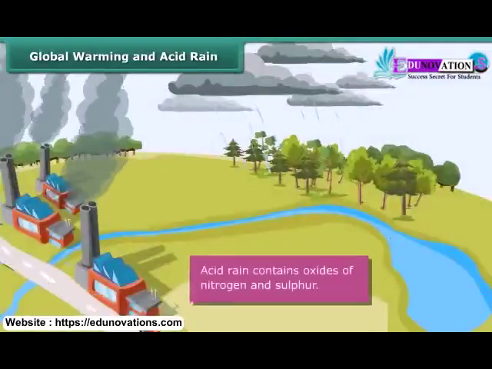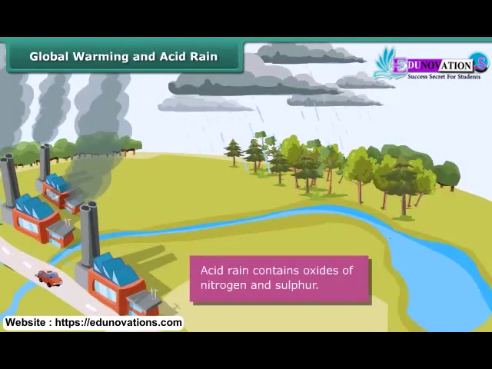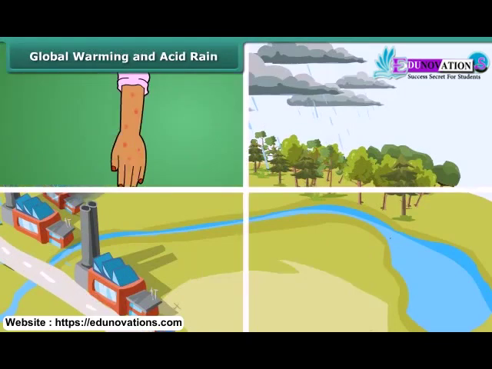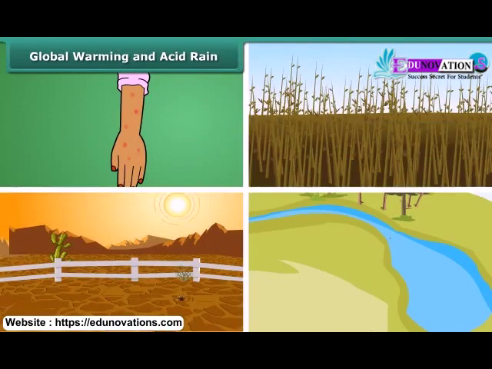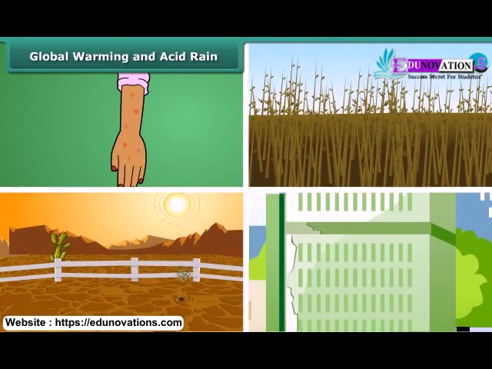Another harmful effect of air pollution is acid rain. Rainwater that contains oxides of sulfur and nitrogen released from the industries and petrol engines in a dissolved state may cause huge damage to skin, soil, standing crops, and buildings.